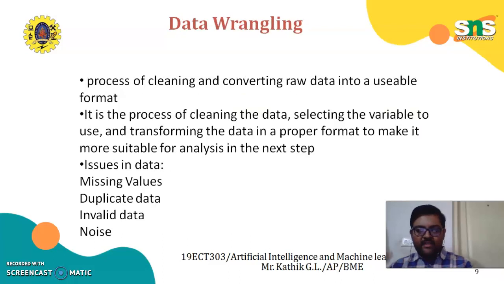Moving on to the next step, it is called data wrangling. It is the process of cleaning and converting raw data into a usable format. It is the process of cleaning the data, selecting the variables to use, and transforming the data in a proper format so that it will be suitable for the next process. What are the issues that can be found in data? There may be missing values, duplicate data, invalid data, noise. So all these things have to be corrected.